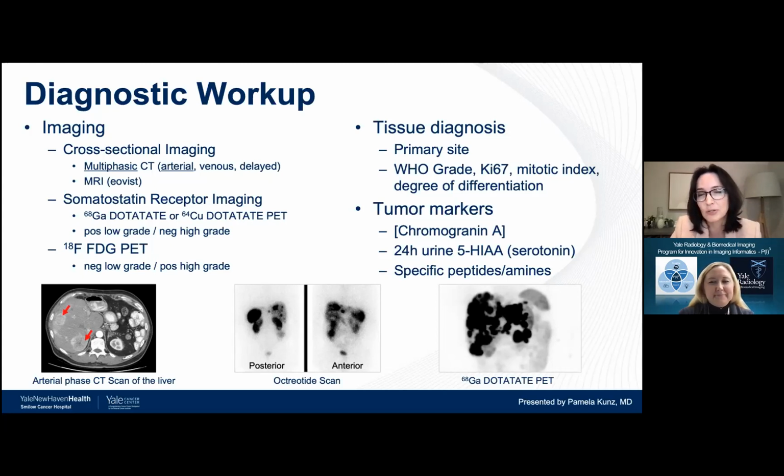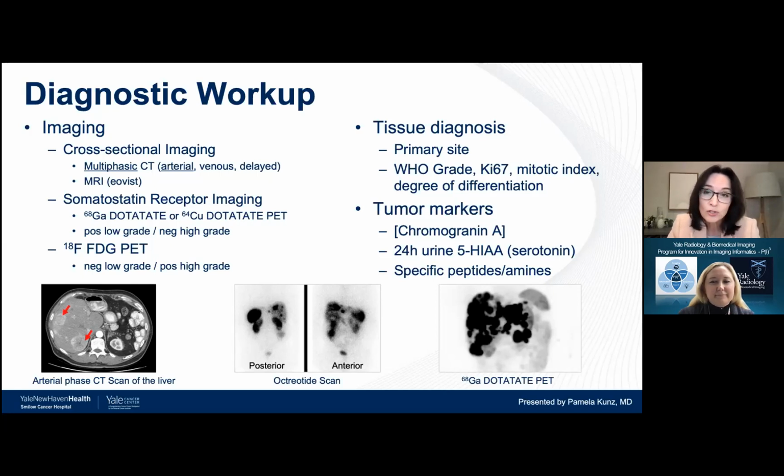The tissue diagnosis, we like to know the primary site if we can identify it. And 4 key data elements are important when you're looking at a pathology report: the WHO grade, Ki-67, mitotic index, and degree of differentiation. We'll talk about that in a moment.